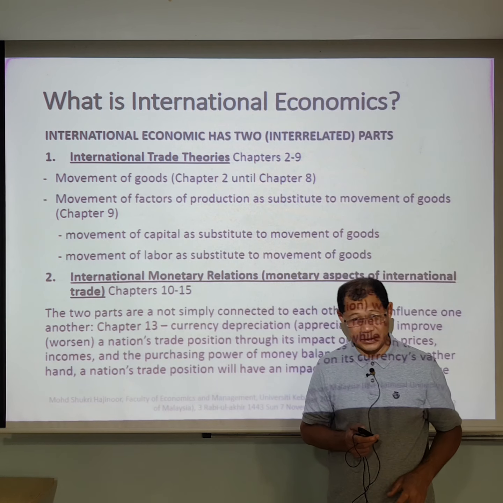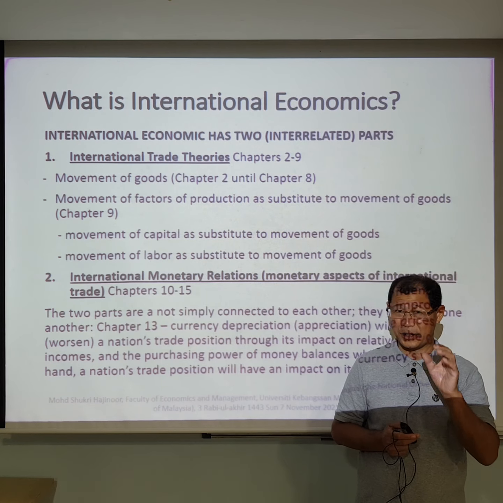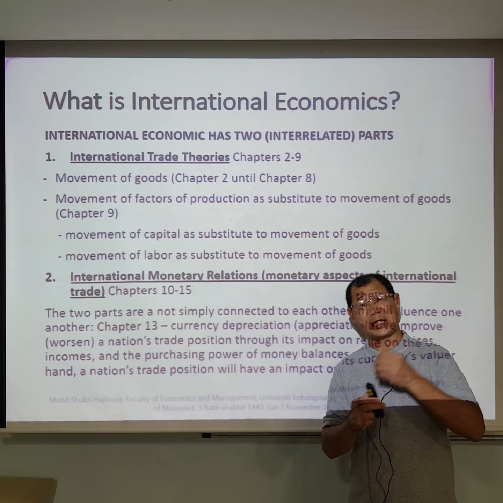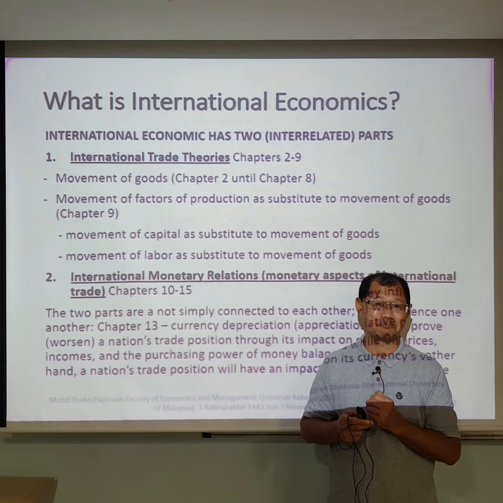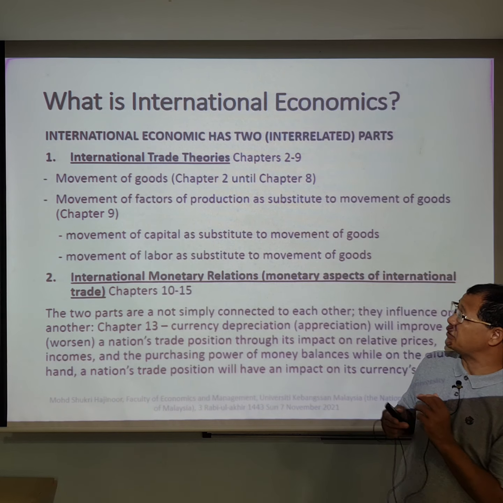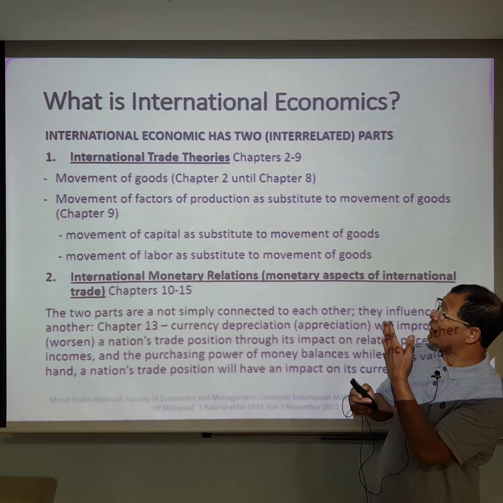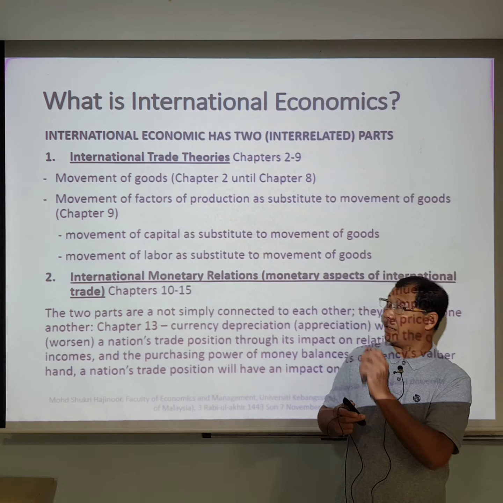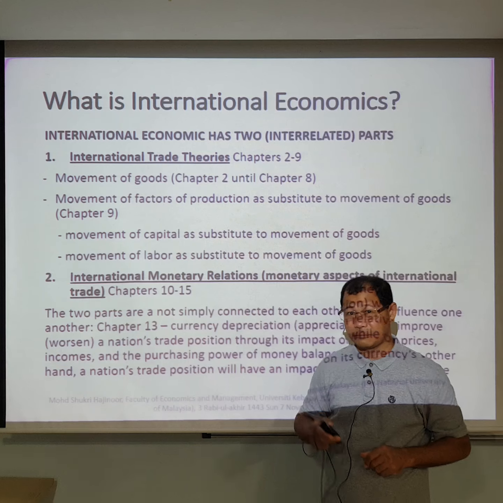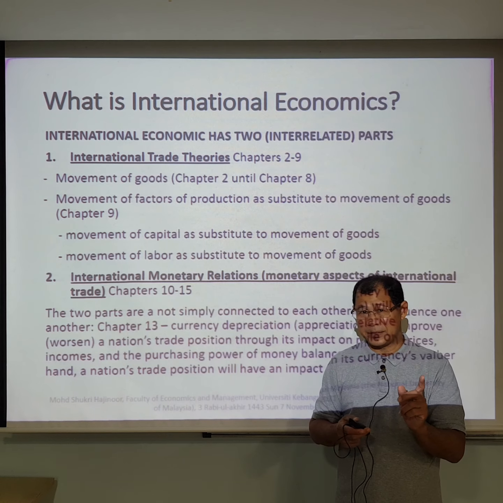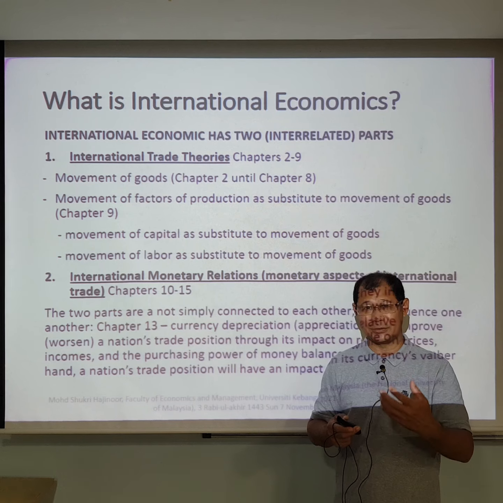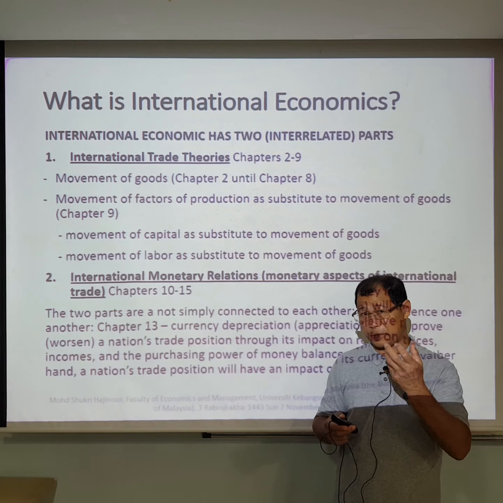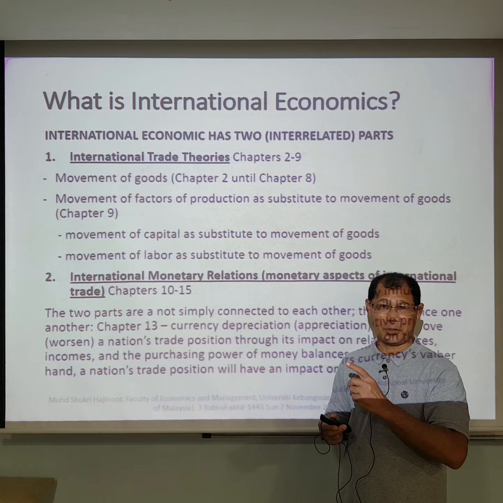International economics has two parts. They are not simply two parts. They are interrelated to each other. The first part and the second part influence one another. So, that will take us into today, chapter 2, until chapter 8. We're going to study the movement of goods across national borders. And when we get into chapter 9 only, we're going to look at it from a different angle, not the goods that move across the border. It is the factors of production that move across national borders.